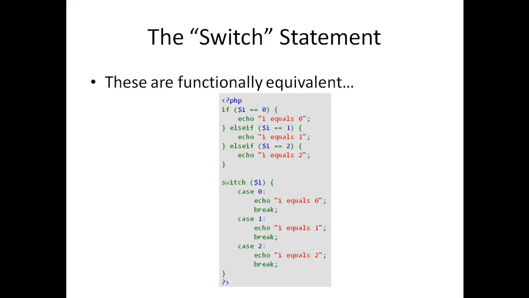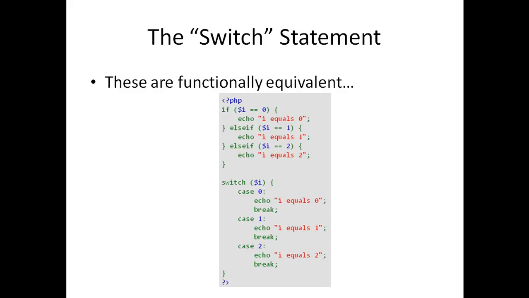These two, as it says, are functionally equivalent. Okay, you have if $I equals 0, echo I equals 0. Else if $I equals 1, echo I equals 1. Else if $I equals 2, echo I equals 2. Or switch $I, where you use case statements. Case 0, echo I equals 0, break. Case 1, echo I equals 1, break. Case 2, echo I equals 2, break.